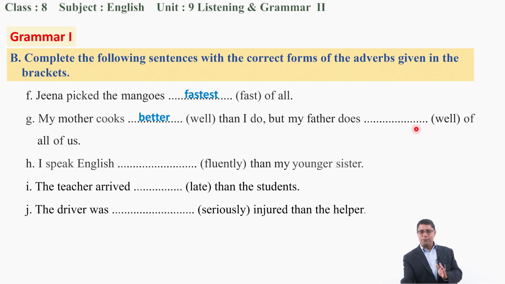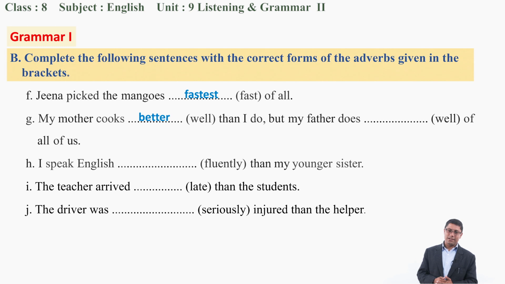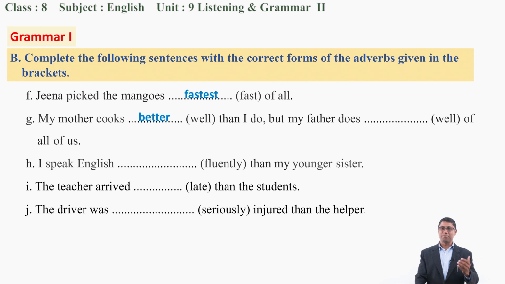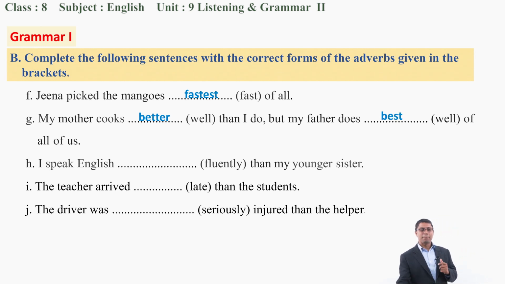So, my mother cooks better than I do, but my father does of all of us. So, which form of well are you going to use here then? Superlative or comparative? Okay, very good. Superlative, because there is a comparison with all of us. But do you know the superlative form of the adverb well? What's it? Okay, it's best. Very good. So, my mother cooks better than I do, but my father does best of all of us.